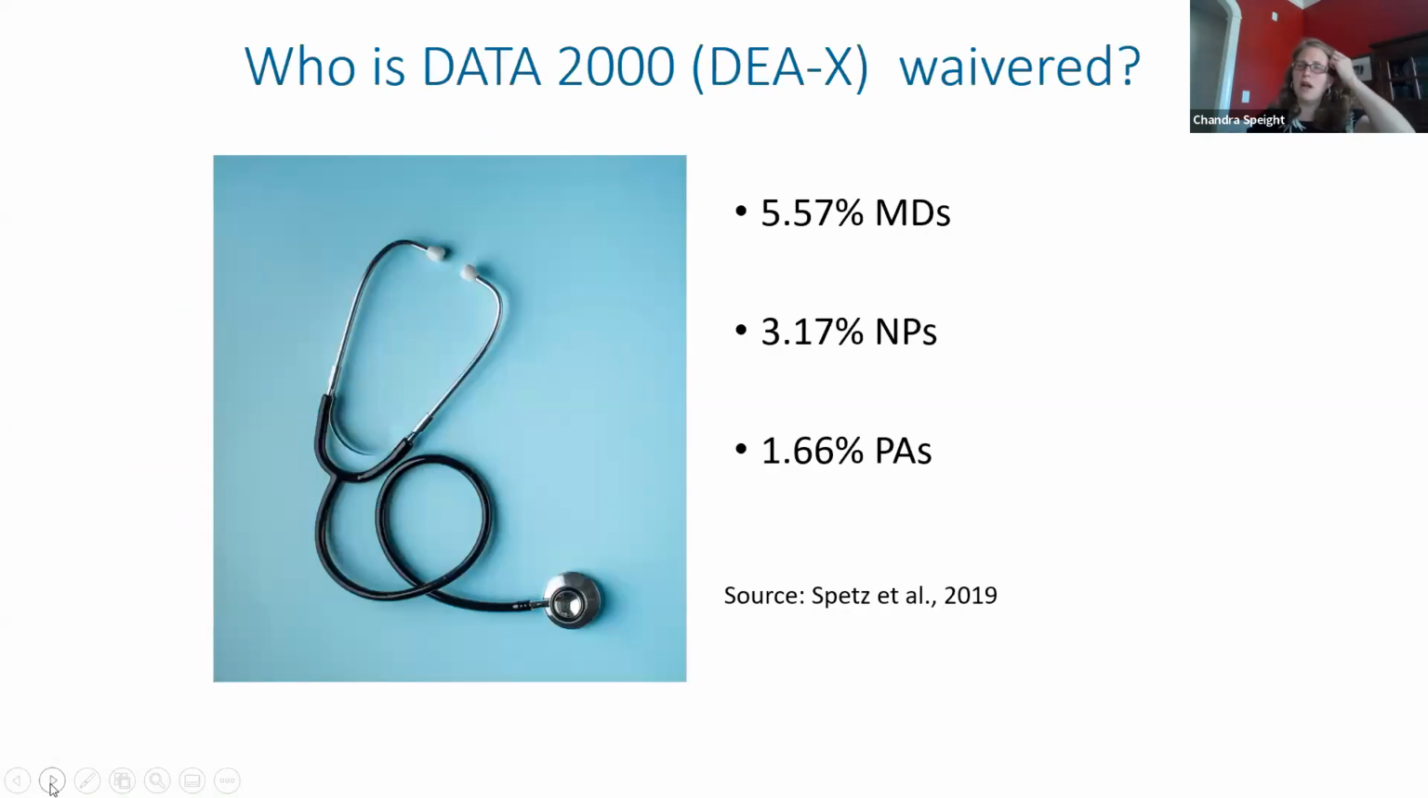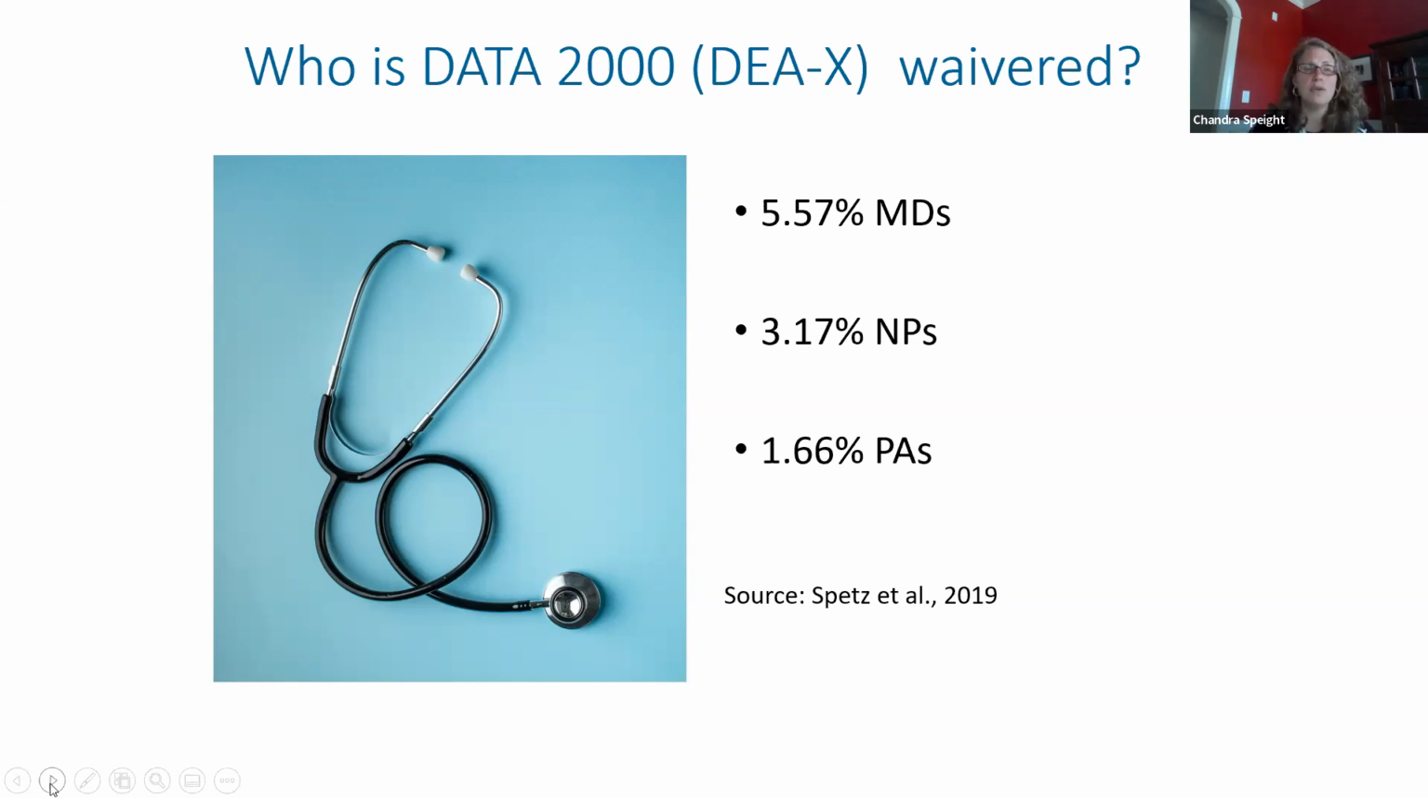So who's data waivered? Well, not many folks. This data is a little bit old, but as of 2019, we had less than 6% of physicians, about 3% of nurse practitioners, and just under 2% of physician assistants. The data is not publicly available. That's why I can't update it. You have to purchase it, and it's outside of my research budget. There are publicly available lists, but providers can opt out of those lists so they don't tell us the whole numbers. But Spetz et al. had the list that they could purchase, and so this was a very accurate number as of 2019.